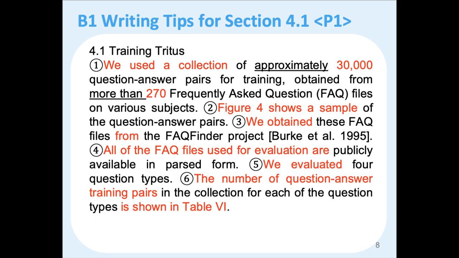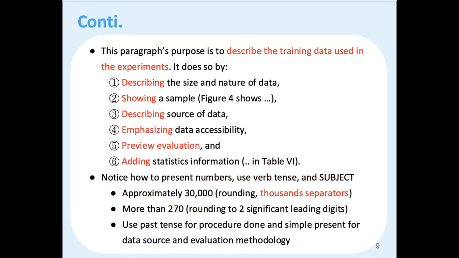Notice how the flow continues to reinforce reproducibility with sentence 4, which makes the explicit promise that all of the files used for evaluation are publicly available. This is a crucial statement. The paragraph then naturally refers ahead, stating that they evaluated 4 question types, with a quantitative breakdown presented in a Table 5.